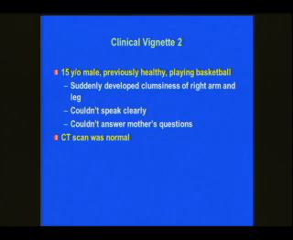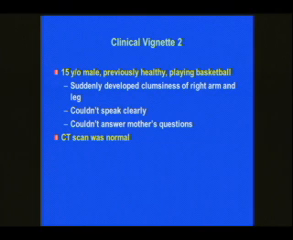Vignette number 2: a 15-year-old, previously healthy kid, playing basketball with his friends, and then suddenly he just couldn't use his right arm and leg. At the same time, he couldn't speak clearly, so his friends took him to his mom, and when mom asked him questions, he couldn't answer appropriately. He gets whisked off to the local emergency room, and they run a CT scan, and the CT scan is normal. And so then they ship him down to Children's because there's something going on with this kid.